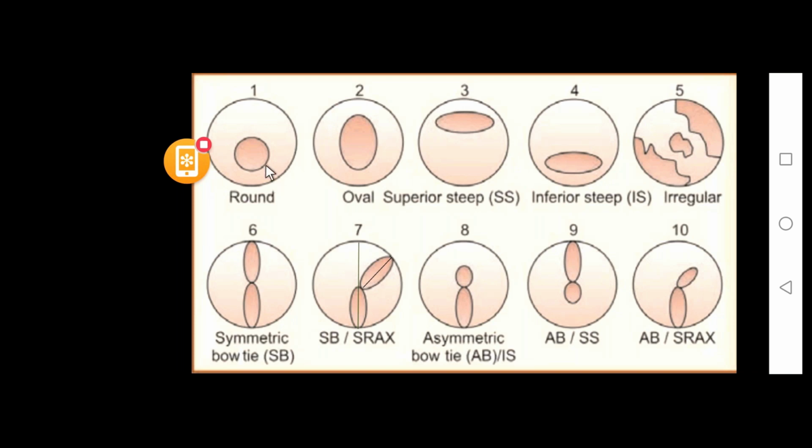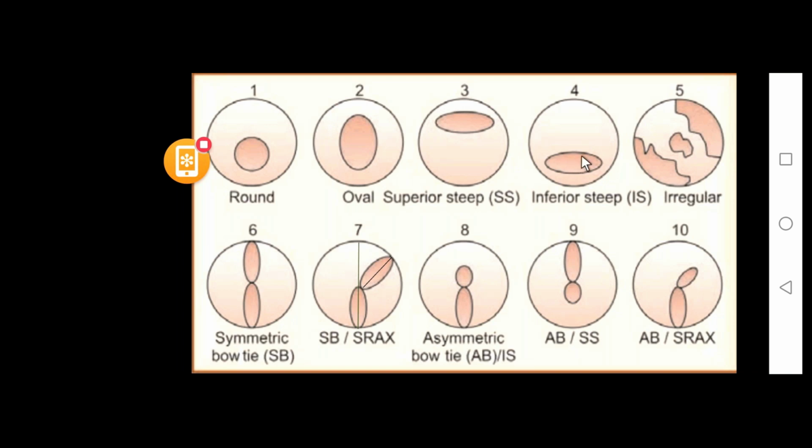Okay, so number one over here you can see is a round shape. And the next one is an oval shape. These two are seen when there is very little astigmatism. Now there is something known as a superior steep and an inferior steep. These are localized patterns. We can see an inferior steep pattern in early pellucid marginal dystrophy. However, this is not how it always appears. But in mild cases, sometimes we can see an inferior steep pattern, but it's very rare to see such a pattern.